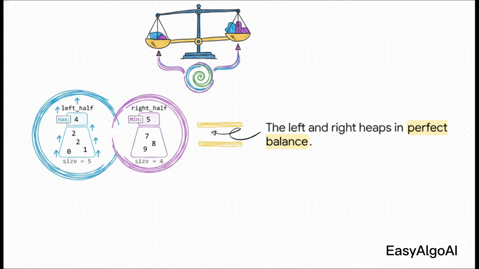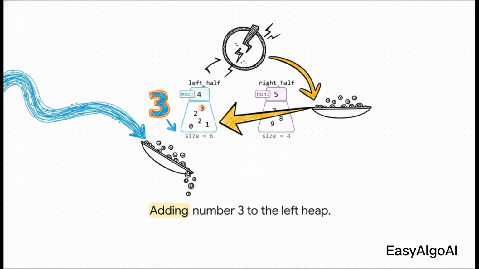Let's picture a perfectly stable, balanced state. Our left max heap might have 5 elements, and its maximum value is sitting right at the top, the number 4. The right min heap has 4 elements, with its minimum value at the top, the number 5. Rule 1 is completely intact because 4 is less than 5. And Rule 2 is intact because the left side has exactly one more element than the right. Total harmony. But wait, the stream never stops.